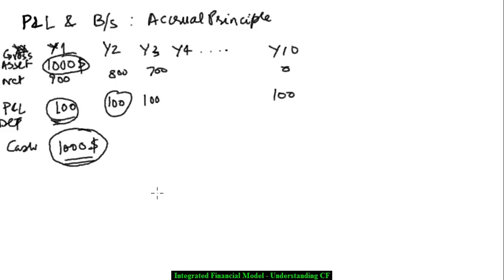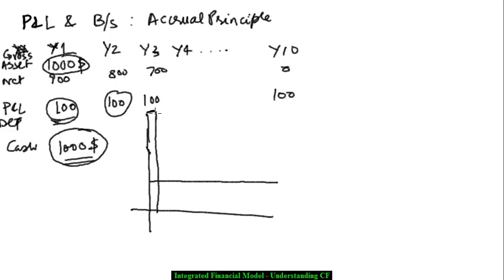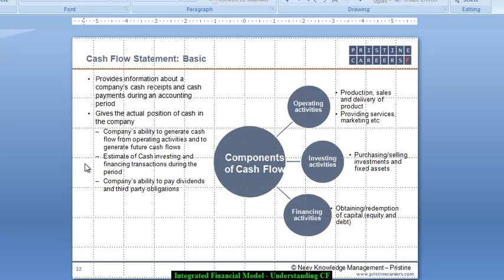Your P&L is a little smooth, right? So sort of your expense is like $100 each year, right? But cash is very volatile in nature. So you have a sudden spend of cash in year one, whereas there is no cash outflow after year one. Whereas your P&L is sort of smoothened out, right? So as a company, as a management of the company, I am really concerned about the cash because that's where the value lies, right?